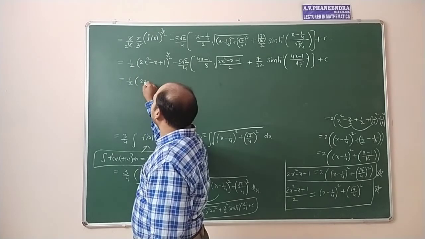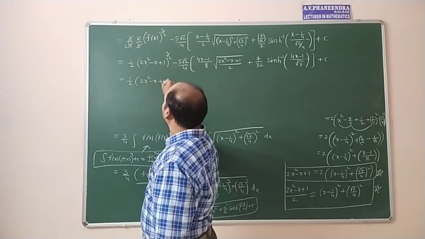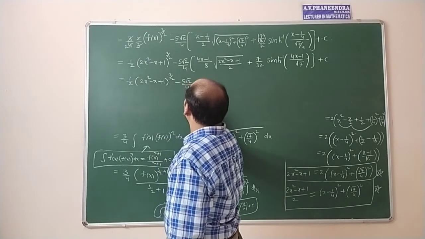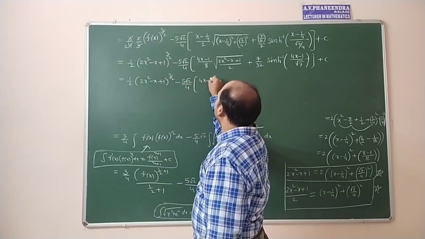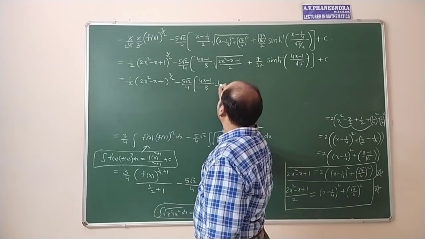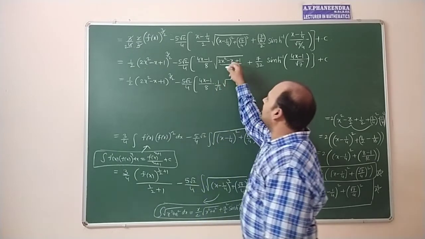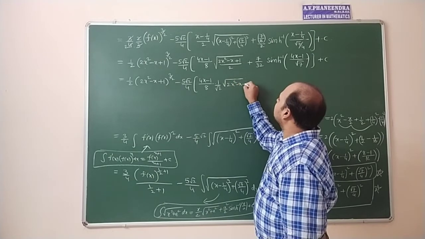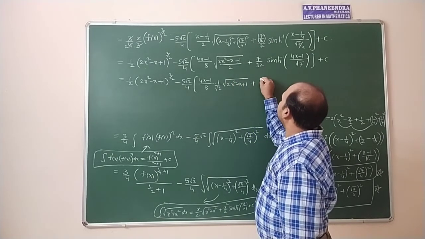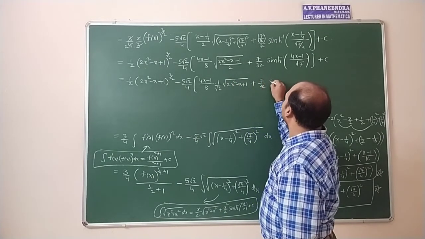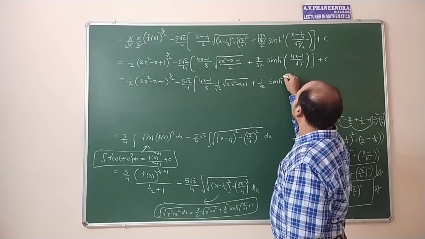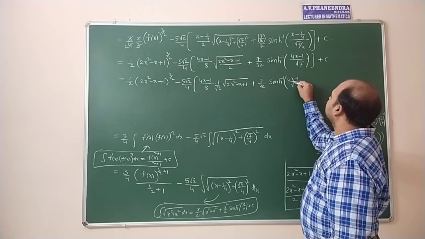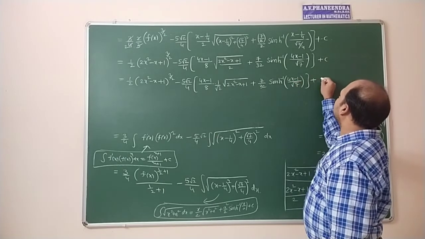2 into (2x square minus x plus 1) whole power 3 by 2 minus 5 root 2 divided by 4, 4x minus 1 divided by 8 into 1 by root 2 into square root of 2x square minus x plus 1, since root a by b means root a by root b, plus 7 by 32 into sinh inverse of 4x minus 1 divided by root 7 plus c.